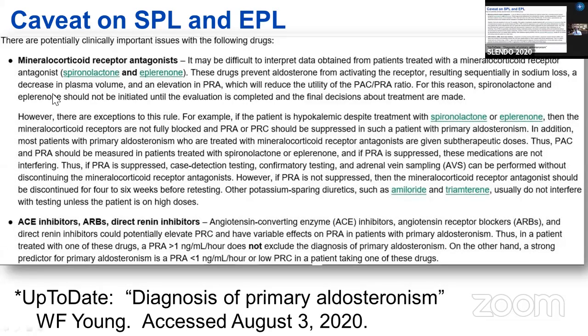For this reason, spironolactone and eplerenone should not be initiated until the evaluation is completed and final decisions about treatment are made. However, there are exceptions to this rule. For example, if the patient is hypokalemic despite treatment with spironolactone or eplerenone, then the MR is not fully blocked and renin should be suppressed in such a patient with PA. In addition, most patients with PA who are treated with MRAs are given subtherapeutic doses. Thus, aldo and renin should be measured in patients treated with spironolactone or eplerenone. And if renin is suppressed, these meds are not interfering. Thus, if renin is suppressed, case detection testing, confirmatory testing, and AVS can be performed without stopping the MRAs.